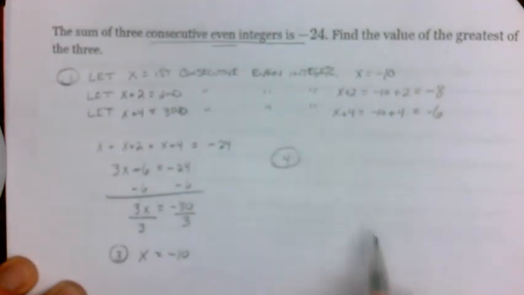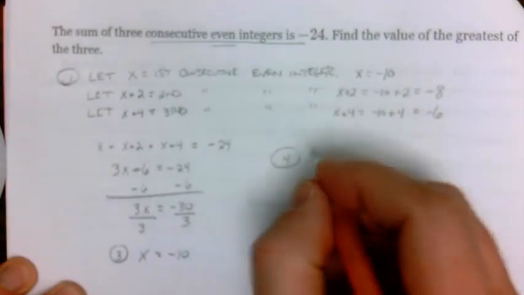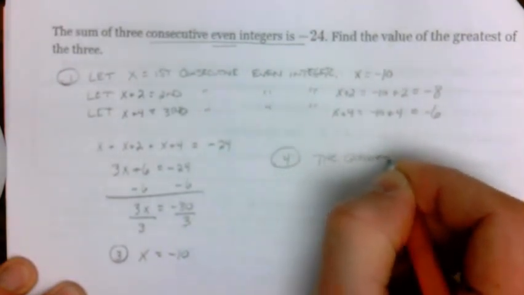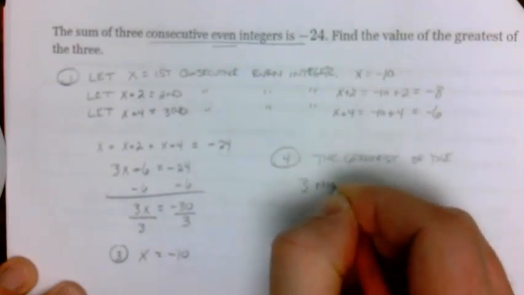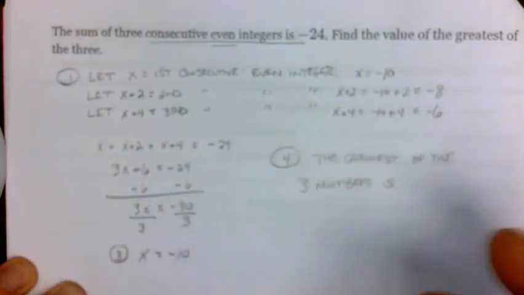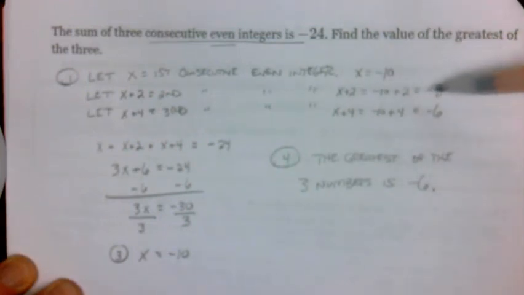And now we can do step 4 where we answer the question: find the value of the greatest of the three. The greatest of the three numbers is, well, that would be my third one here, which was negative 6. Negative 6 was the greatest of my three consecutive even integers.